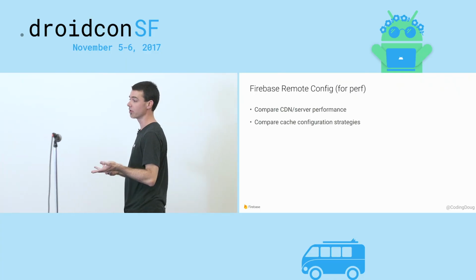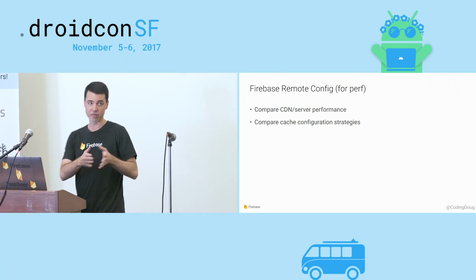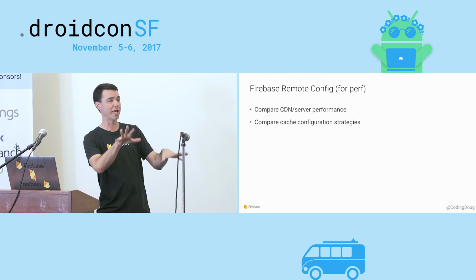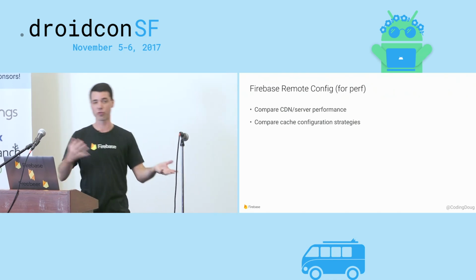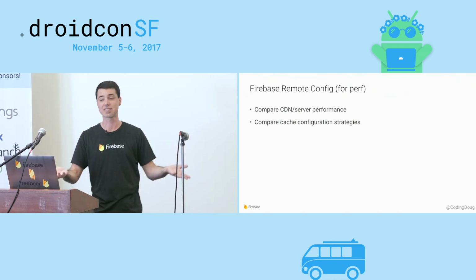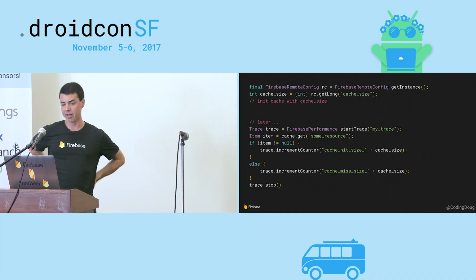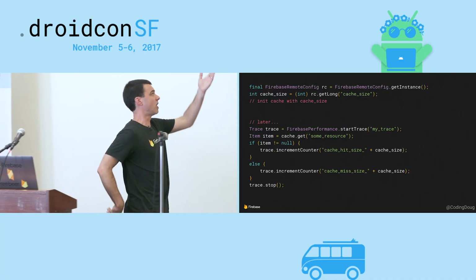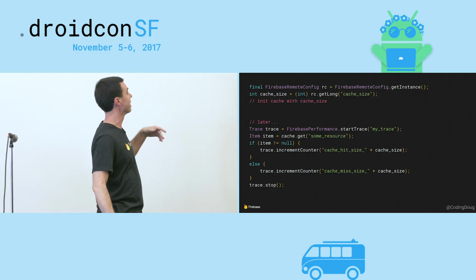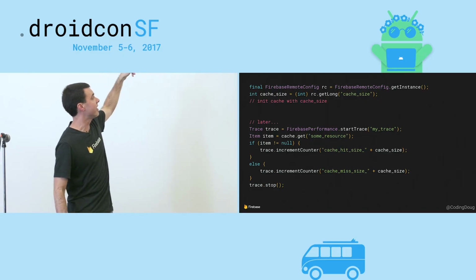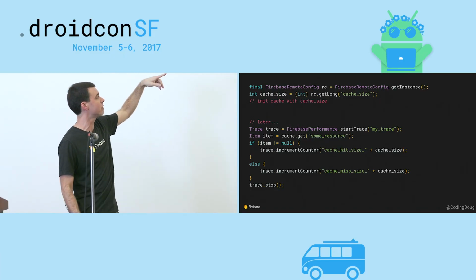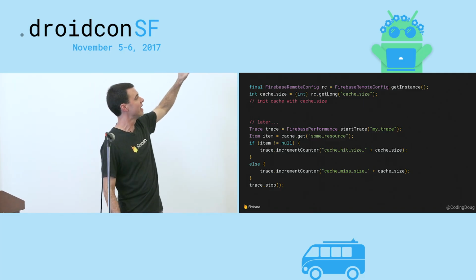And again, you could use remote config to remotely configure the size of your cache and do an A/B test to say, well, is 20% of memory or 30% of memory better? I don't know. Let's just test it and find out. So again, you can use the Firebase Remote Config API and set up a parameter. I'm just calling this one cache size. It's rather arbitrary. So what I do is I create a trace, I reach into the cache to get some resource, and increment a counter.